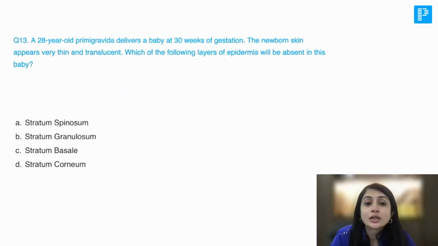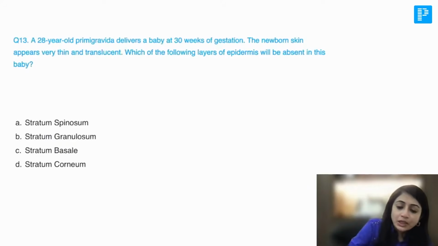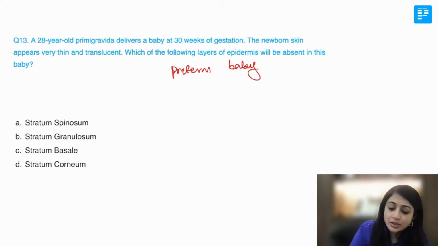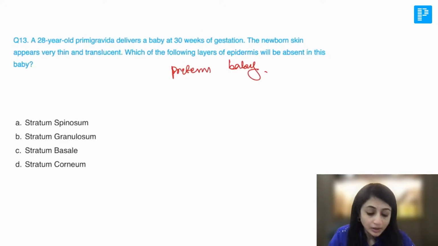A 28-year-old primigravida delivers a baby at 30 weeks of gestation. The newborn skin appears very thin and translucent. Which layer of epidermis is absent in the baby? So if there is a preterm baby, which layer is absent? Thankfully, the basal layer is spared. Yes, so most of you are right.